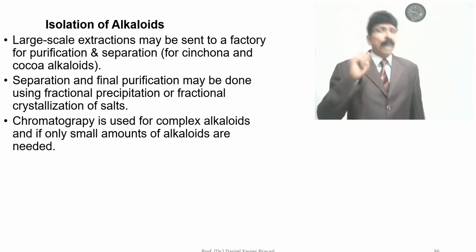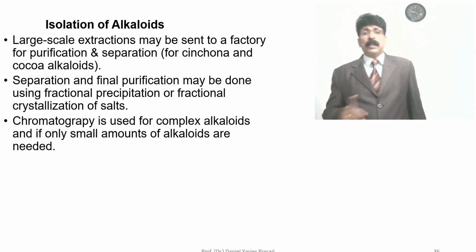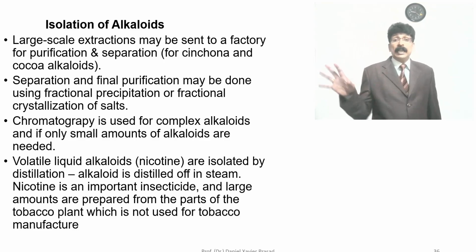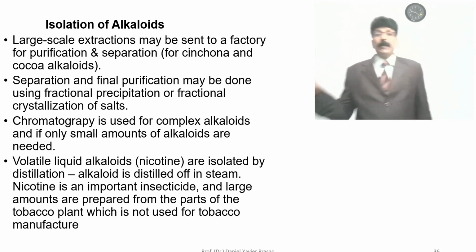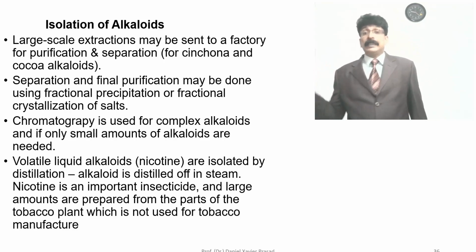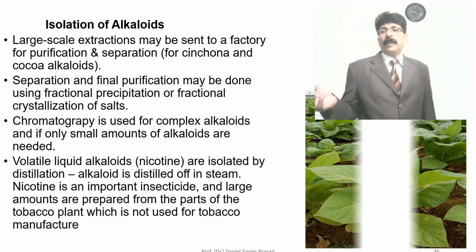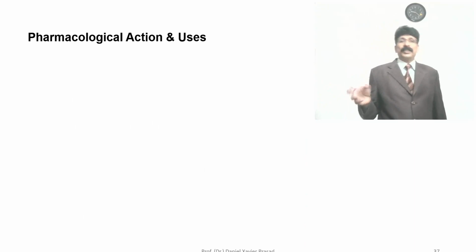Chromatography is a technique most commonly used for complex alkaloids. For common alkaloids and volatile oils, like nicotine, distillation can be used. And very important, most commonly used as an insecticide, tobacco plants can be used for manufacturing. These are all isolation methods which you can remember.